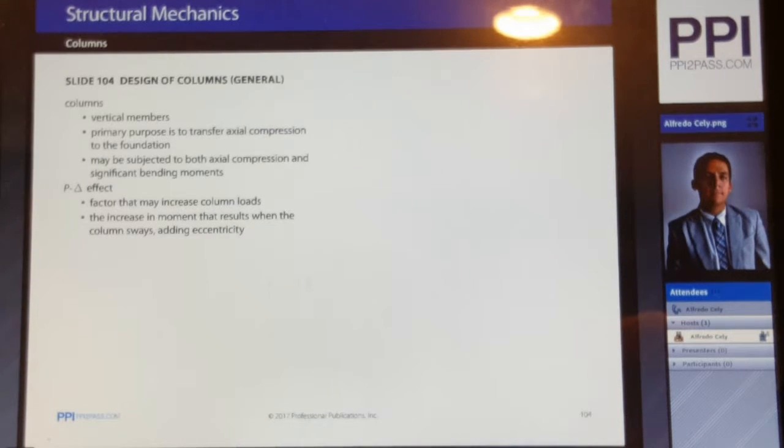Now, the P-delta effect is the factor that may increase column loads. It is the increase in moment that results when the column sways, which adds eccentricity. Columns where the P-delta effect is significant are known as long or slender columns. Slender columns will be outside of the scope of the breadth portion of the exam, and of course, outside of the scope of this refresher course for the exam.